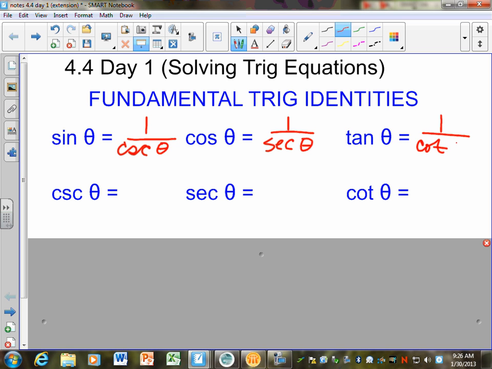1 over cotangent. And this is, we actually did this. You're right on that question on the test. That's exactly how I showed you in the last chapter.